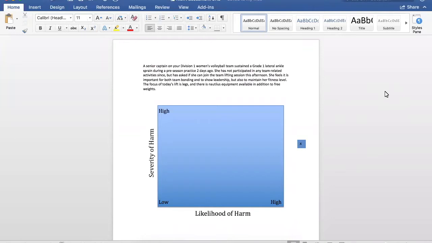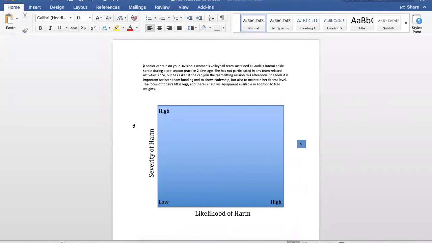To use the grid, the likelihood of harm is plotted along the x-axis, with higher likelihood being located further to the right of the grid and a lower likelihood being plotted to the left. The severity of harm is then plotted along the y-axis, with a higher severity being located closer to the top and a lower severity being plotted closer to the bottom. For any given scenario, you should determine both the likelihood and severity of harm and should make a single X on the grid to represent where this injury falls.